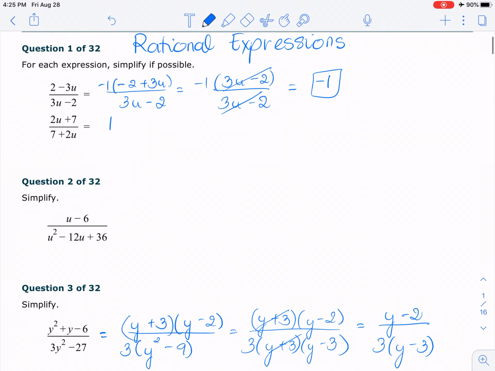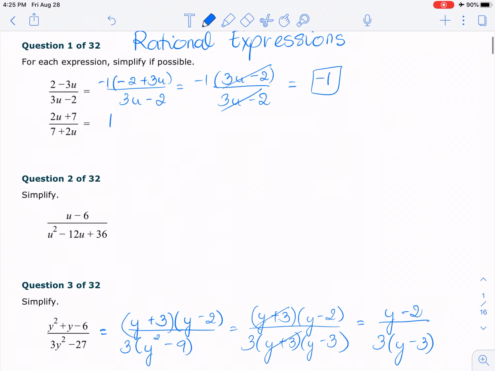So like I said, the first thing you need to do to simplify rational expression is factor completely. So on the bottom, we have u minus 6 times u minus 6. If you want to write u minus 6 squared, that's correct as well. So I have 1 over u minus 6.